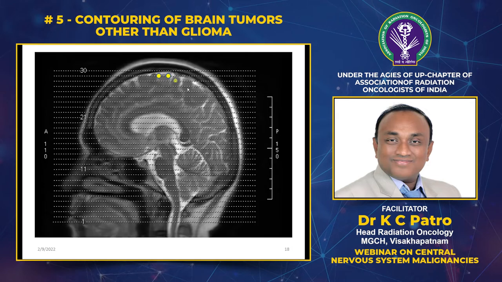In the next slice, suppose it is from 3 cm, you put a posterior point, then again an anterior point, then posterior point, then anterior point, posterior point, anterior point. Every slice you have to measure from the fixed point and mark it. So you take it and you join it. So this is your tumor roughly.